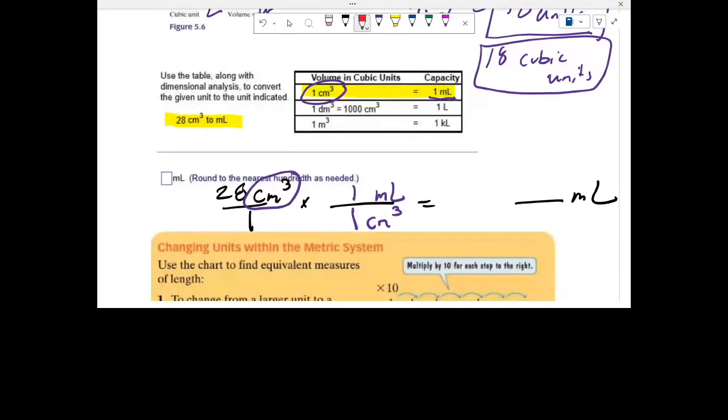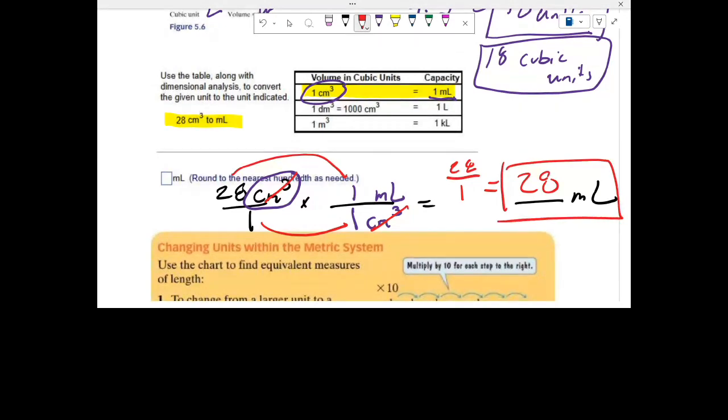Then all I'm going to do, my friends, is cross out my cubic centimeters. I'm going to go straight across. 28 times 1, 28. 1 times 1 is still 1. And 28 divided by 1, y'all, is just 28 milliliters. And we did our conversion, okay?